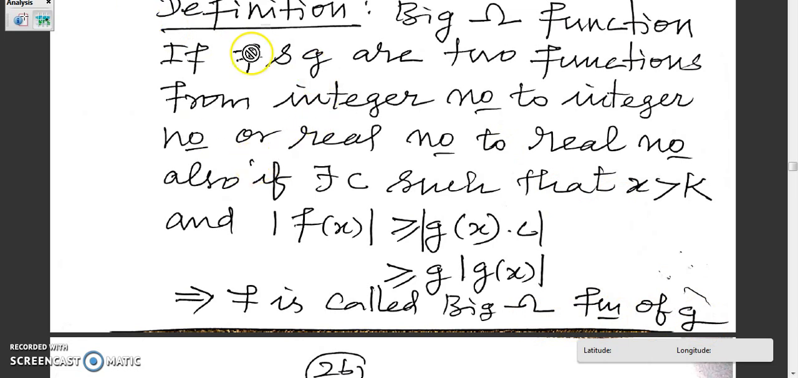I repeat again: if there exist two functions f and g such that the domain is integer and the codomain is integer, or the domain is a real number and the codomain is a real number, and if there exists a constant c such that for all x greater than k this inequality is true, that is, absolute value of f of x is greater than or equal to c into absolute value of g of x, then we say that f is a big omega function of g.